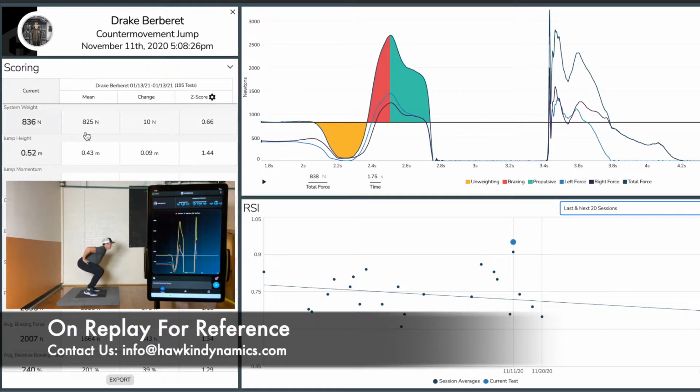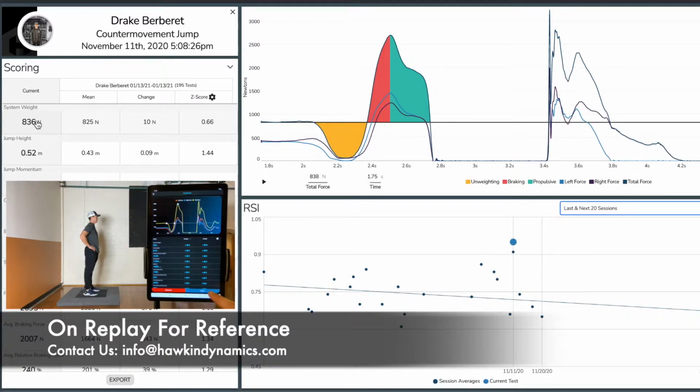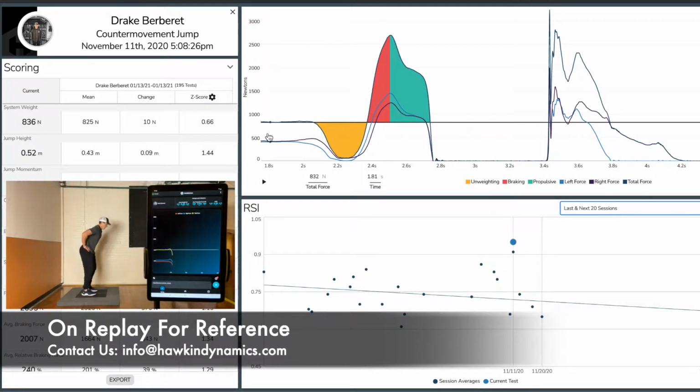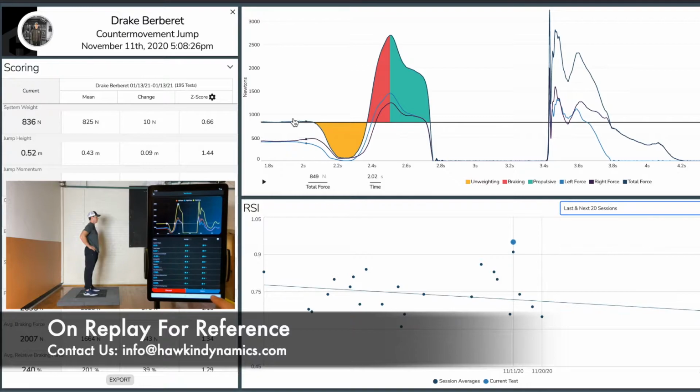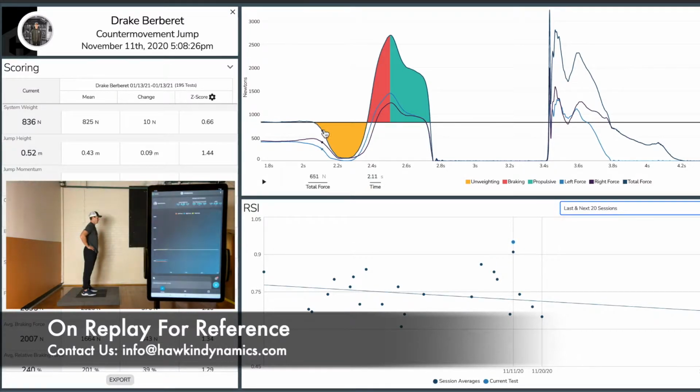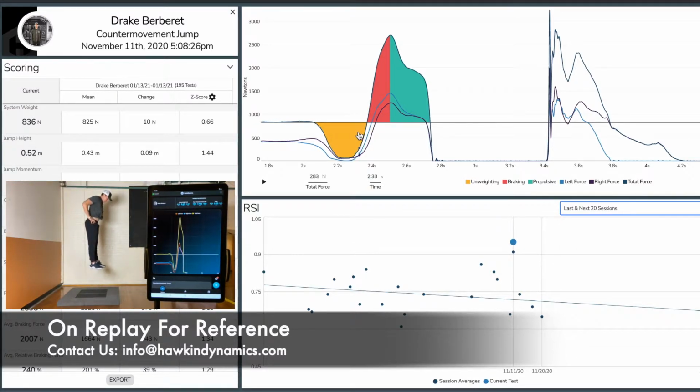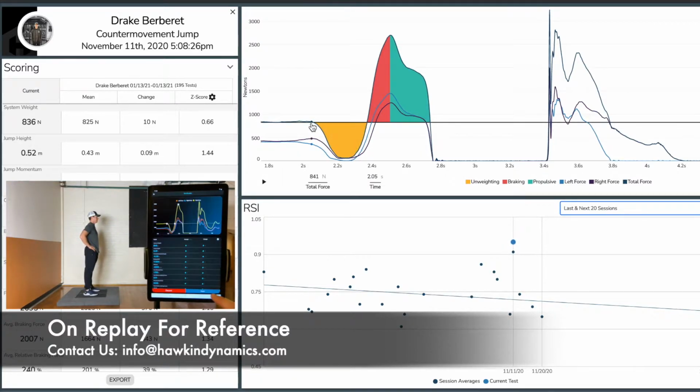So for me over here on the left, my system weight is 836. You can multiply that by 0.22 and that'll give you how much I weigh in pounds, which would be about 185. So that's how much the athlete weighs. From here, we have a threshold of minus 5 standard deviations from the system weight. So as soon as that threshold is met, that initiates this color here to turn yellow, and our negative impulse or unweighting happens. I like to talk about this phase as a free fall phase.